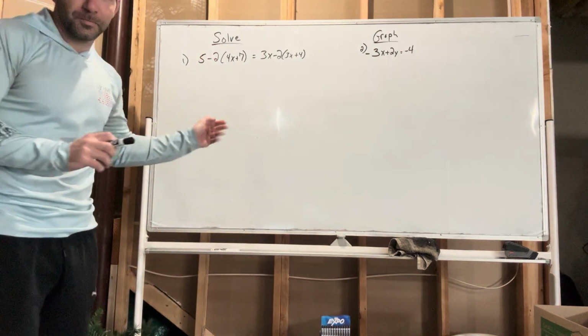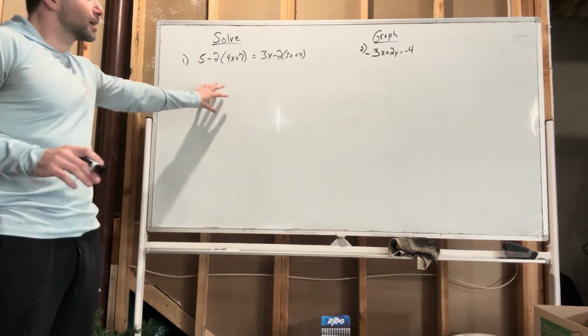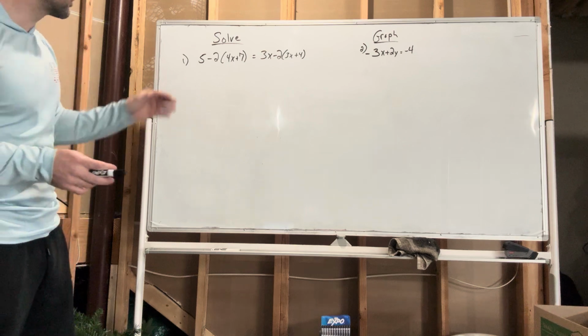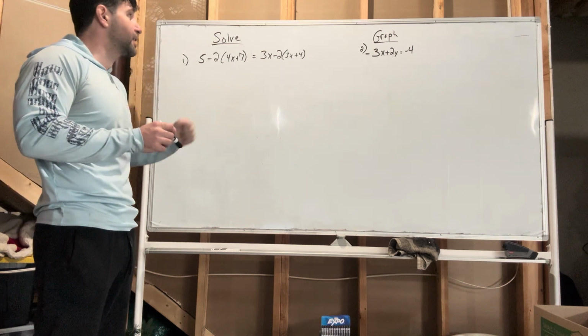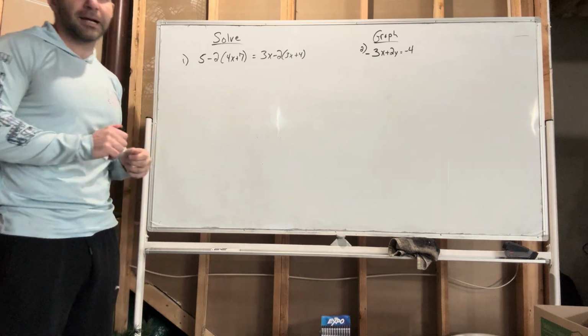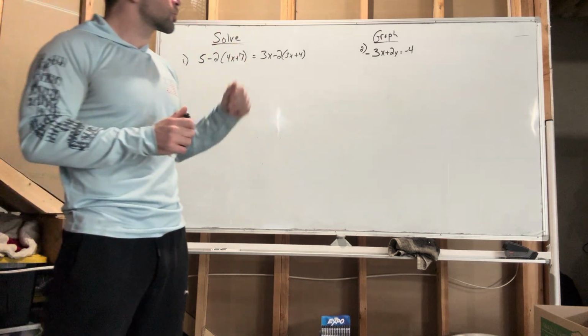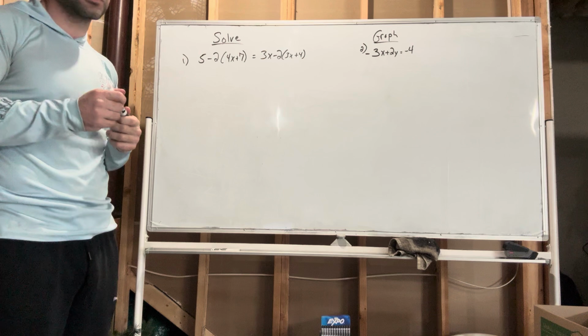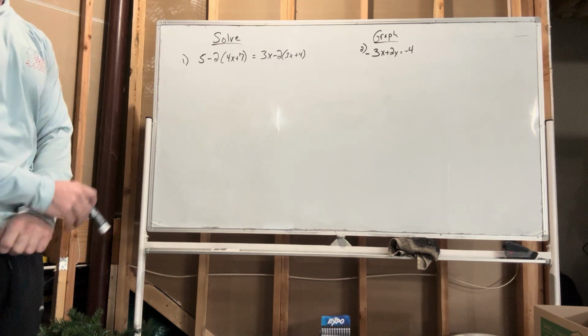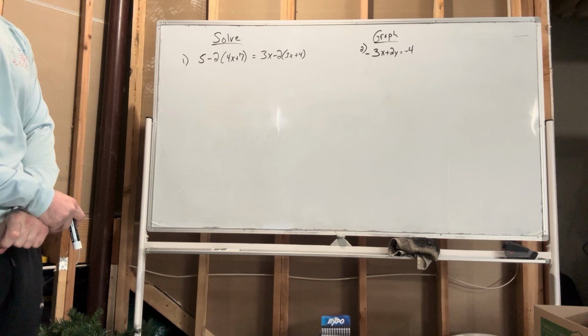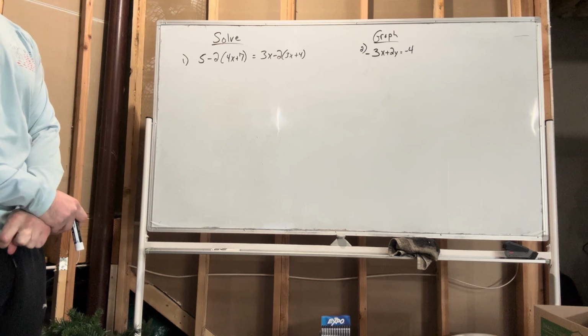Here is your warm-up, okay? So you're solving number one. You are graphing number two. Number one says solve. 5 minus 2 times 4x plus 7 equals 3x minus 2 times 3x plus 4. And then you're graphing negative 3x plus 2y equals negative 4. Okay, so one more time, take a look at it. If you'll pause me now, that way you guys can work on it. I'd appreciate that. So pause me.